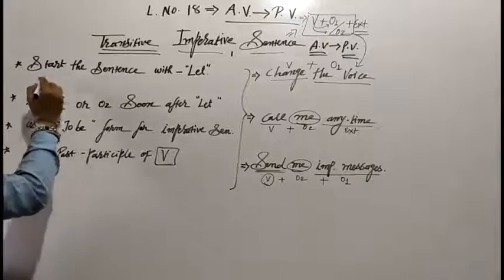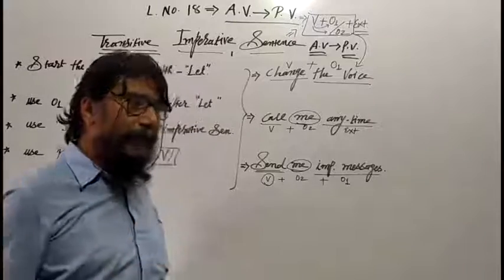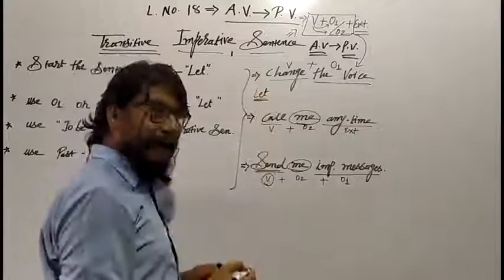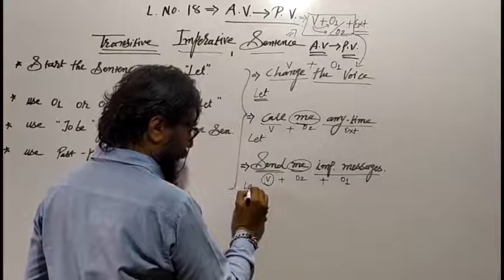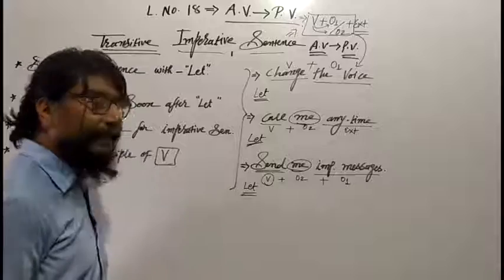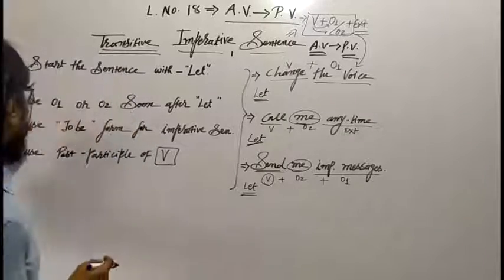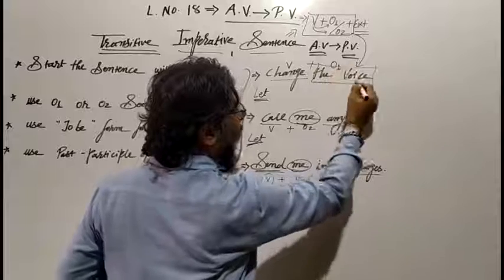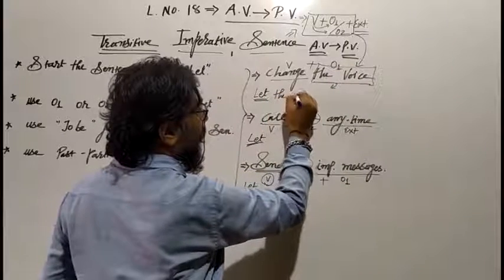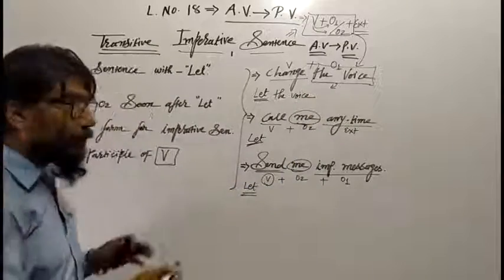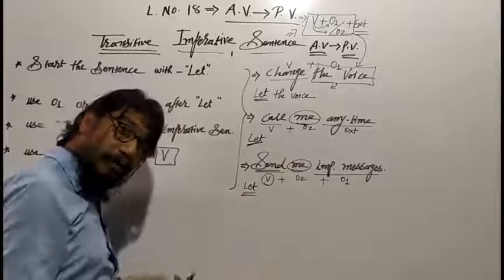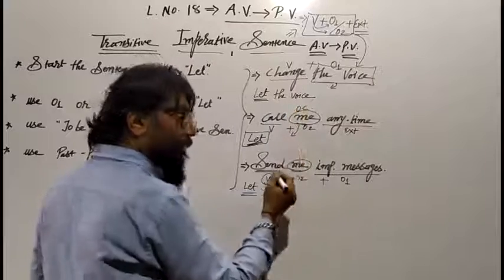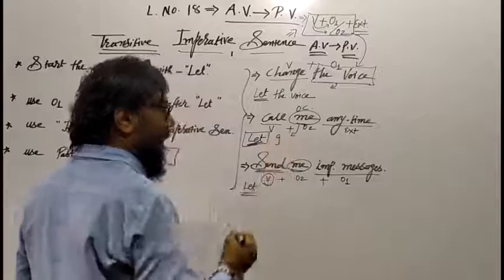Okay, what shall we do? Start the sentence with let. Each and every time we will start the sentence with let. Let will be in the first position. That's all. Next to that, use O1 or O2 soon after let. Here O1 is given, so we will transfer it with let. Let the voice. Soon after let we will use O1 or O2. Here me, then me is OC form. This OC form would be converted into SC, NC form, so let I.